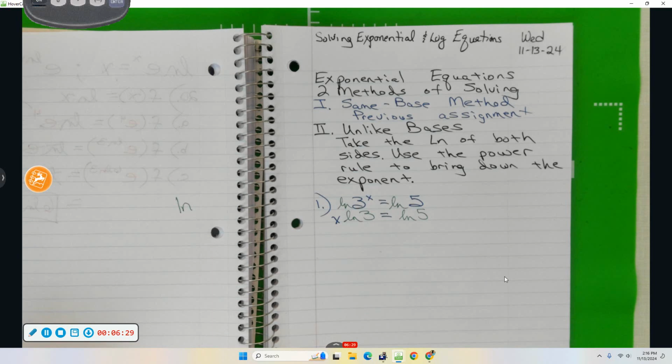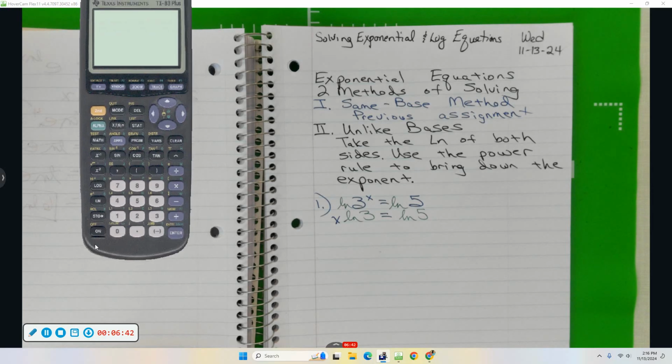The natural log of 3 is a number, a messy decimal number, 1 point something or another. That's the best I can do. But it's still a messy decimal number.